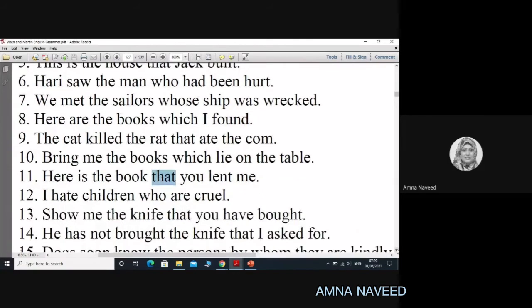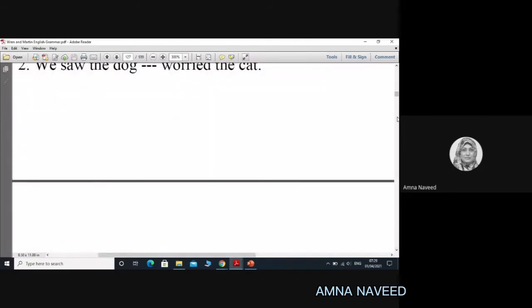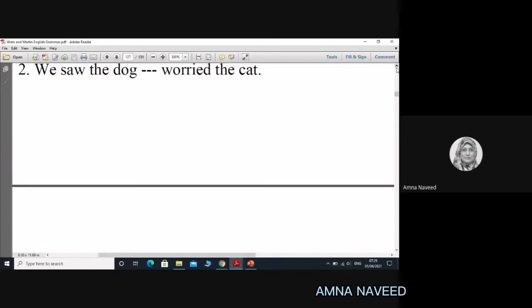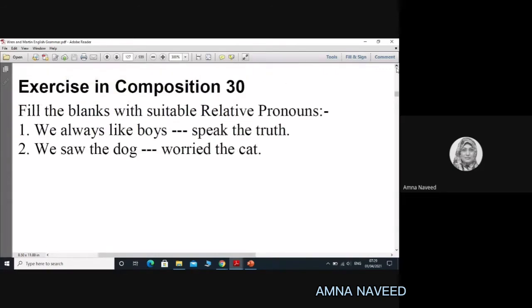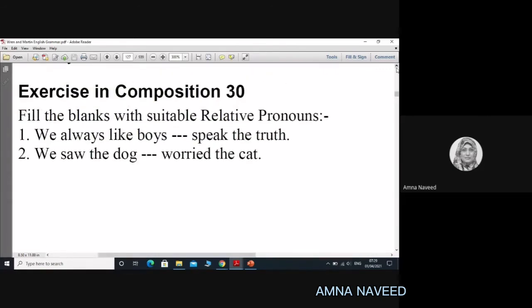Let's jump on to the next exercise because I believe this is quite clear to you. This was a basic exercise on pronouns. So in this particular exercise, you have to fill the blanks with suitable relative pronouns. So again, relative pronouns: who, whom, which, that, whose, and in a few cases this is as well. When a sentence has such in the sentence, such as, you will use as a relative pronoun.